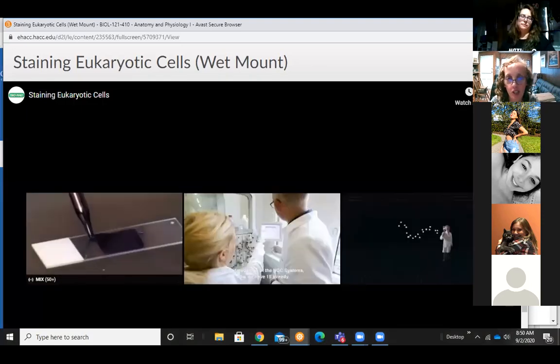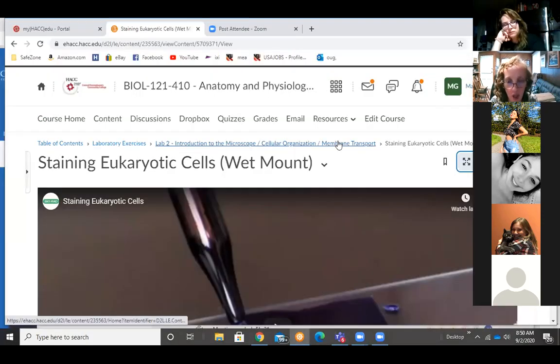So yes, the smallest amount. If it gets too thick, that's when you start not being able to see what you want to see, based on the fact that your field of view becomes a lot larger under the microscope.